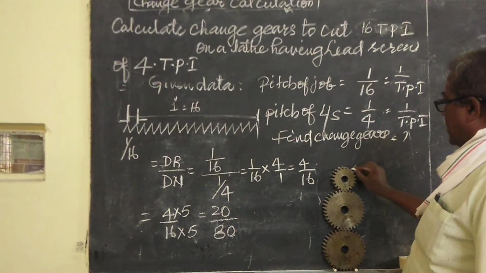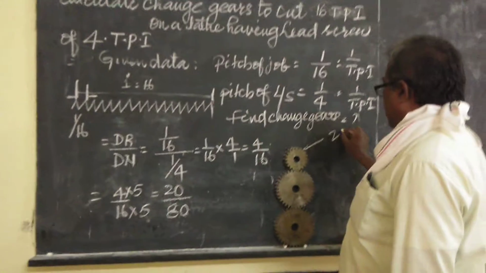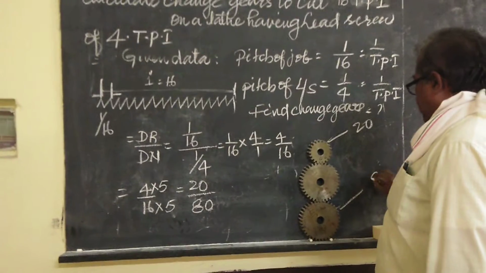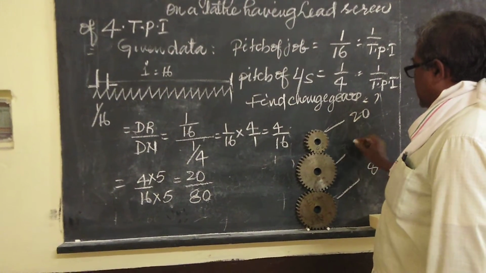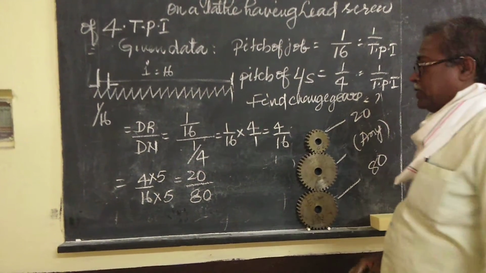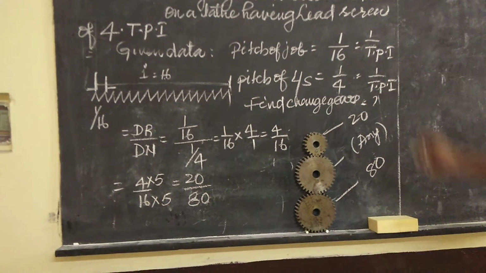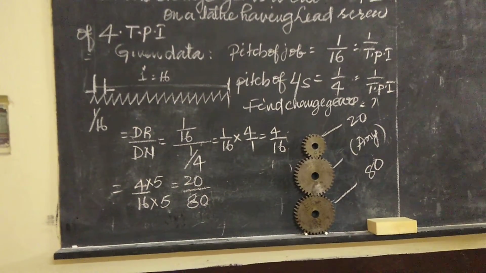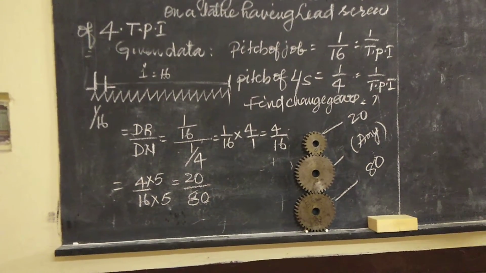The driver gear is 20 and the driven gear is 80. This is the idler gear, with any number of teeth. So this is British to British. Sometimes metric to British will come.